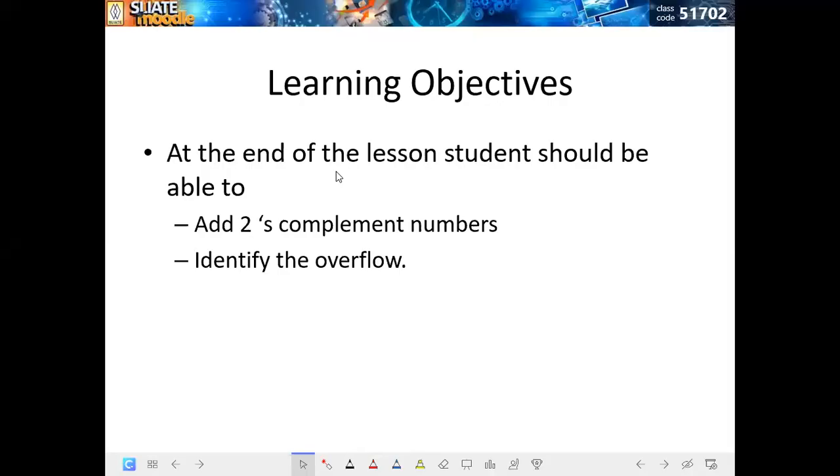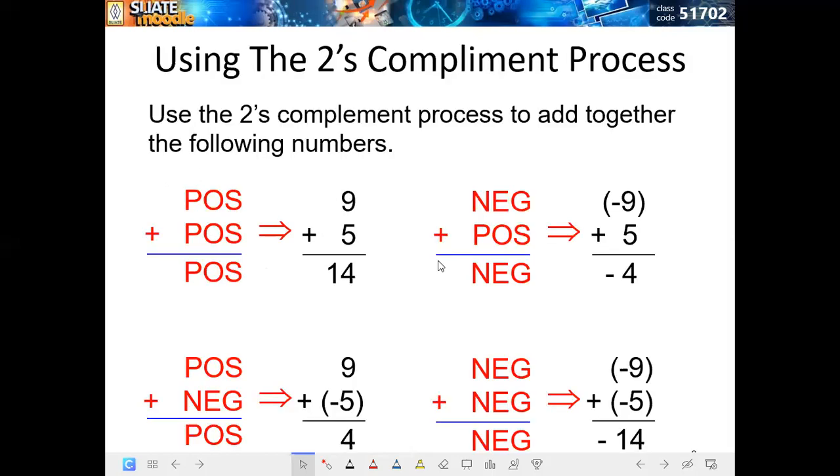The learning objectives at the end of the lesson: students should be able to add 2's complement numbers. Actually, you already know how to add 2's complement numbers. Then identify the overflow. By this moment, you don't know about this one. Through this lesson, you will be learning how to identify the overflow, and in what kind of situation the overflow happens, using the 2's complement process.